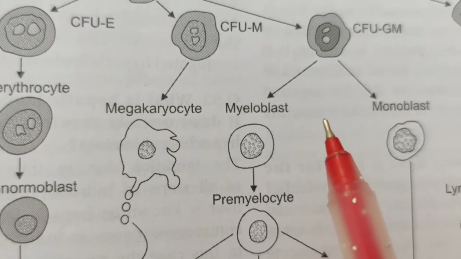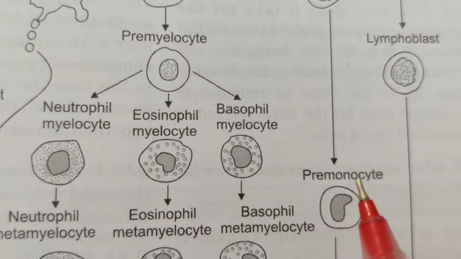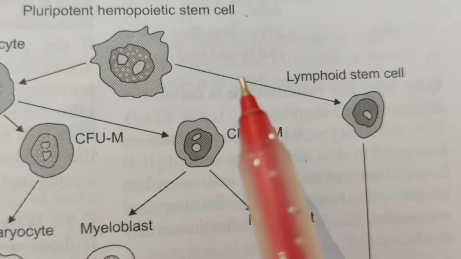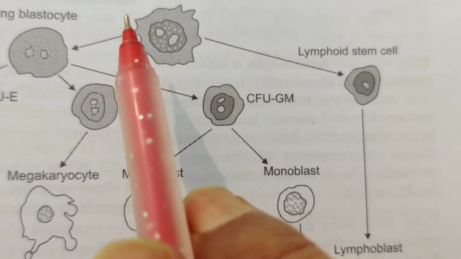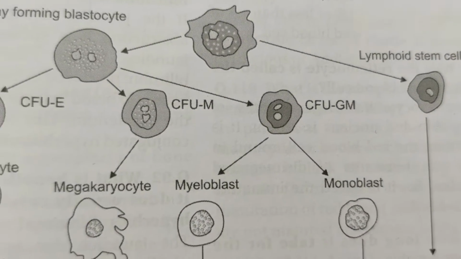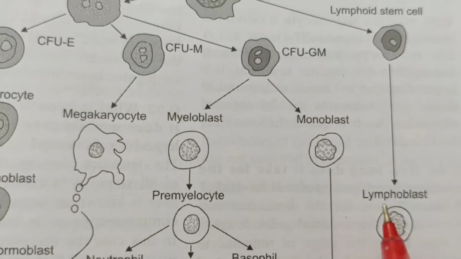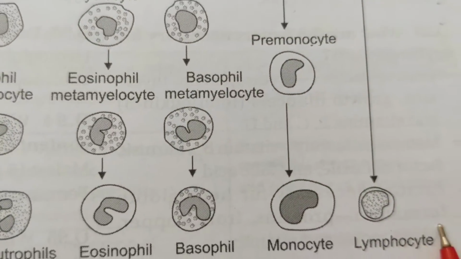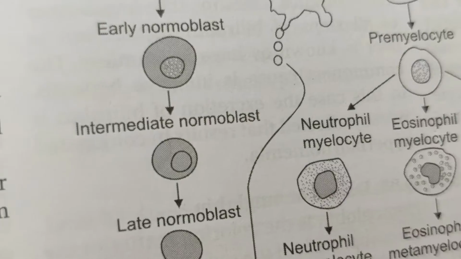In case of monoblast, the monoblast cell forms pre-monocyte and then forms the monocyte. And lymphocyte has a different way of formation, because lymphocyte is totally different from other WBCs. They have different kinds of origin as well as different kinds of function. They first form lymphoblast from the stem cells. From the lymphoblast it forms lymphocyte. So this is all about the formation of blood corpuscles.